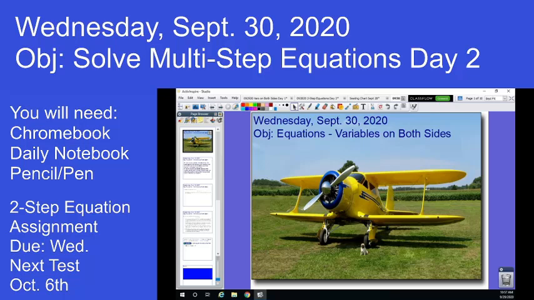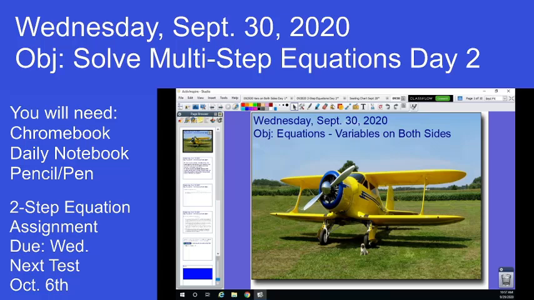Okay, so remember a couple things for today. Your 2-step equation assignment that we did on Monday is due today by midnight, so please make sure you get that complete. Take a picture of your assignment and attach that in Google Classroom. And also remember that our next test will be scheduled for next Tuesday, October the 6th, and it will be over all of the equations that we've been working with.